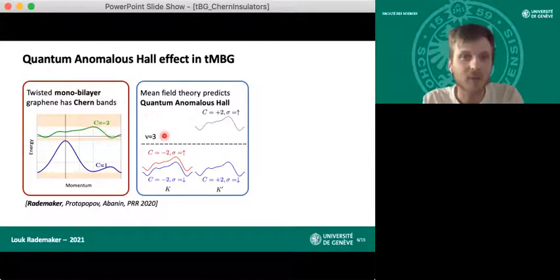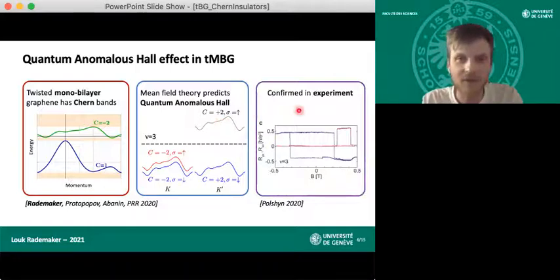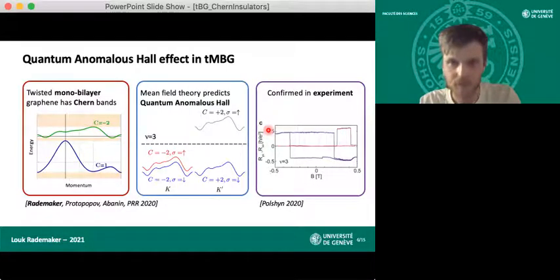We showed that indeed, if you go to 3/4 filling of this green flat band, you again have one valley completely occupied, the other valley only one spin species occupied, and the other not, which gives you a net C equals 2 Chern insulator, or C equals 2 quantum anomalous Hall effect. And this was indeed seen in the experiments with even the right quantization of the transverse resistance of a half, which is just 1 divided by the Chern number.